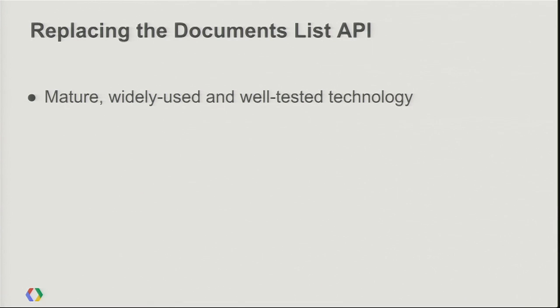Some of you have used the Documents List API, one of the three previous versions, and really the Drive API aims to replace the Documents List API. It should provide all the functionality. The point about this is the Documents List API is something that's been around for a long time, and it's a mature, well-tested piece of software. A lot of people use it, so we've really taken this infrastructure and we've upgraded it.